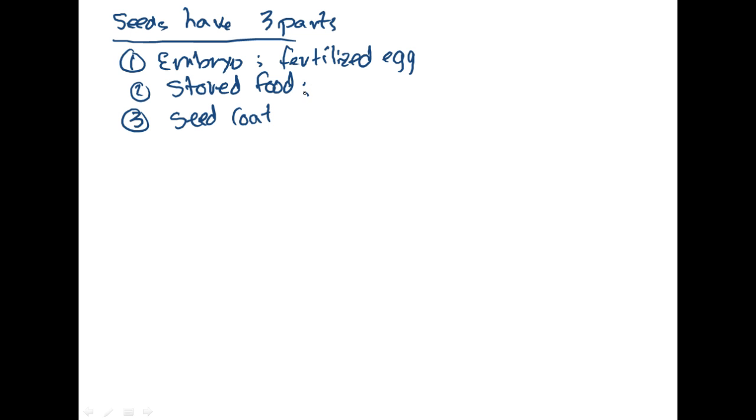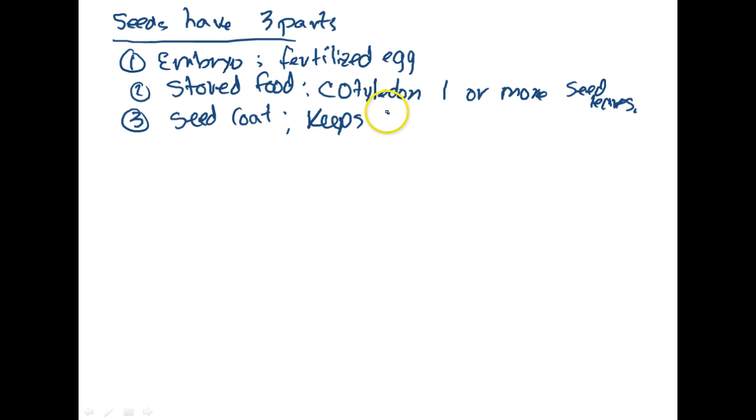The stored food is a term that's called a cotyledon. And this is when you have one or more seed leaves. And those store food. The seed coat is what keeps the seed from drying out the food. And so those are the three parts of a seed.